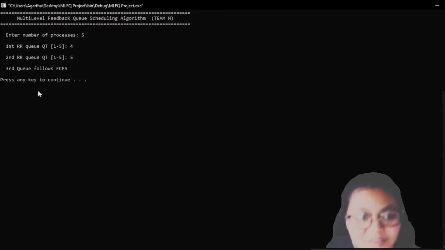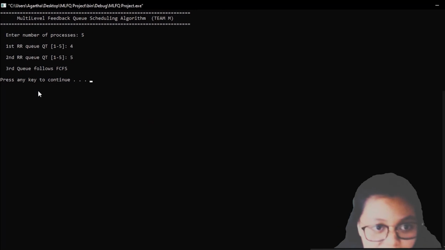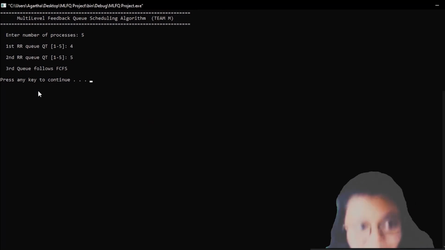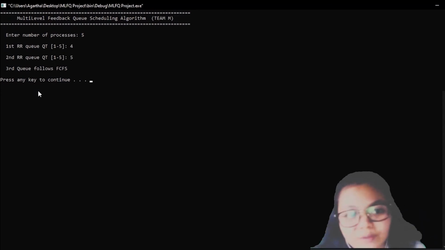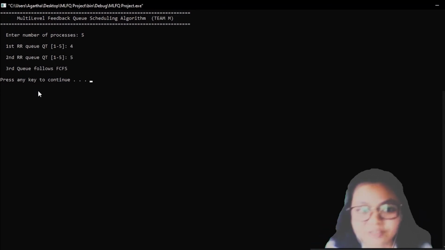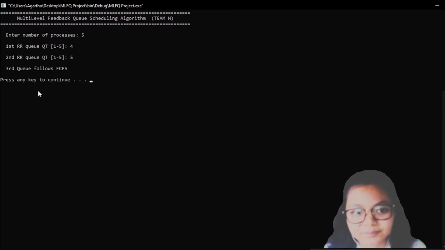In dataset 2, we entered the number of processes. We inputted 5. In the first queue, quantum time 4; second queue, quantum time 5; the third queue follows first come, first serve.